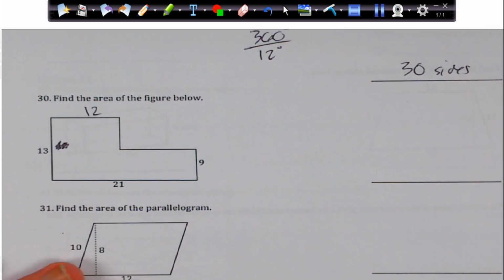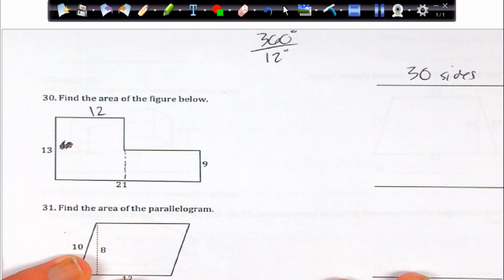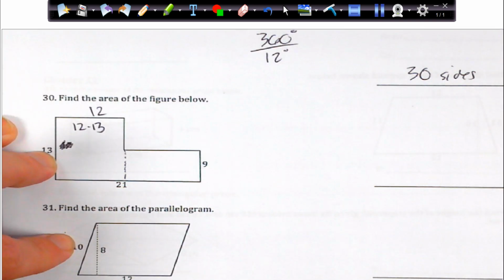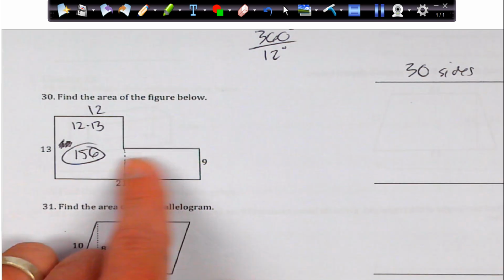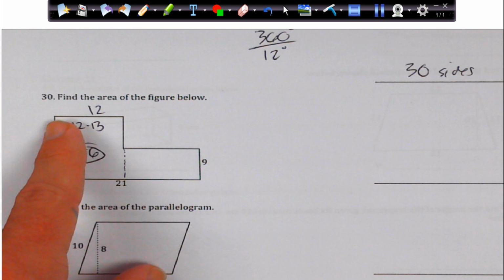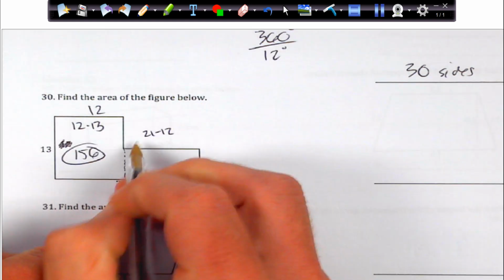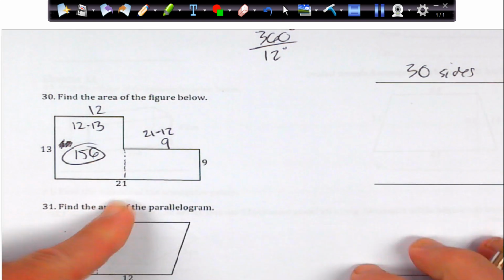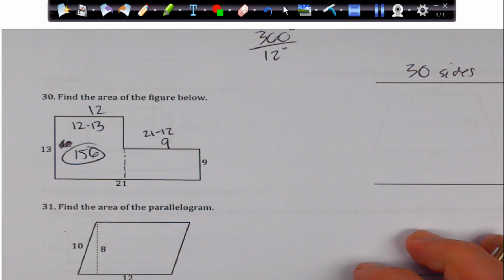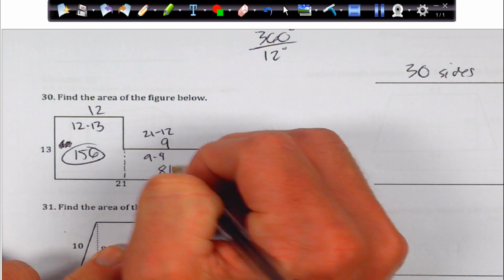Anyways, so let's go ahead and find the missing lengths. I'm going to break this up real quick. This is going to break right there. That's how I'm going to do it. This is 12 by 13, so just 12 times 13, to find the area of that guy, which is 156. I like to circle my areas. Now I got to find this. Well, this is 9 by I don't know. Well, if the whole thing is 21 and this is 12, I should just be able to take 21 minus 12 to get our length here, which is 9. And then 9 times 9 is 81.